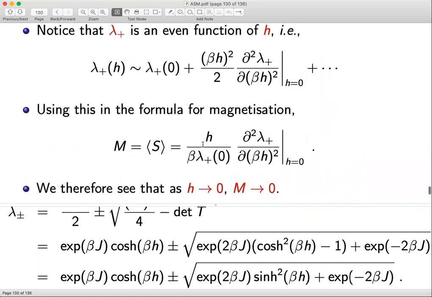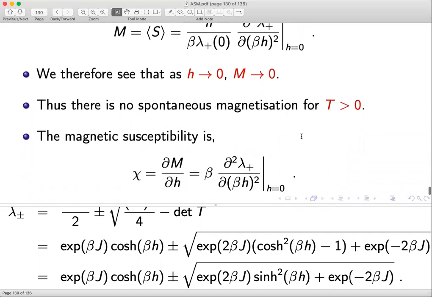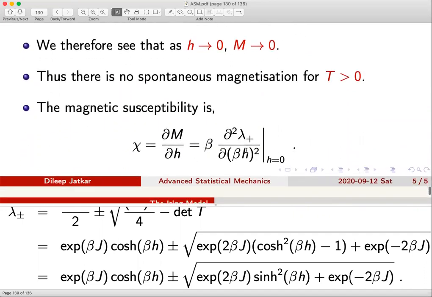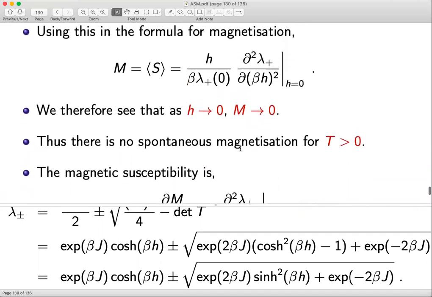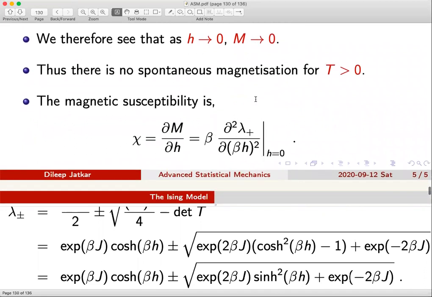I'll correct this if there is an error in this. Okay, I may have to check, but it's okay. I mean, the beta dependence is not so important. What is important is really that it depends linearly on H, and that therefore there is no spontaneous magnetization. But I'll correct the formula.